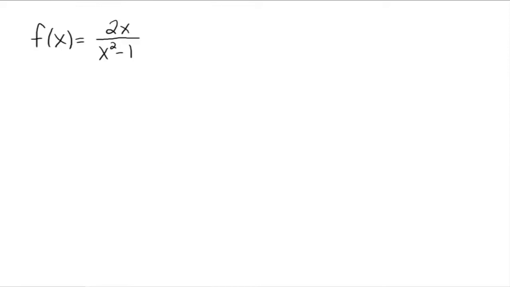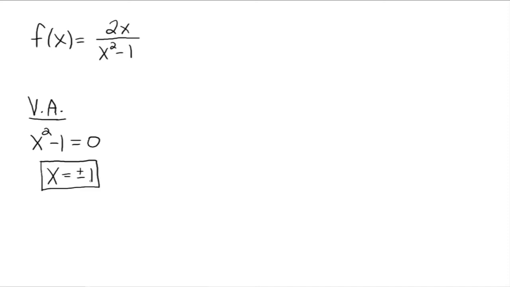All right, so f of x equals 2x divided by x squared minus 1. I'm going to abbreviate VA for vertical asymptotes. To find the vertical asymptotes, we need to figure out what real numbers make the denominator 0. So just take your denominator, x squared minus 1, and set it equal to 0. And solve that equation, x equals plus or minus 1. So there are two vertical asymptotes for this function, x equals 1 and x equals negative 1, because those are real numbers.